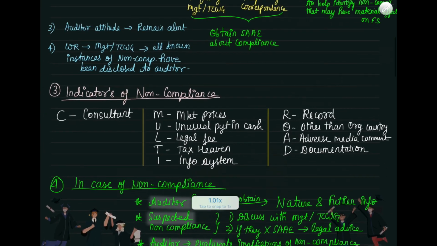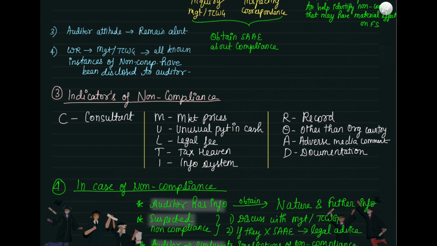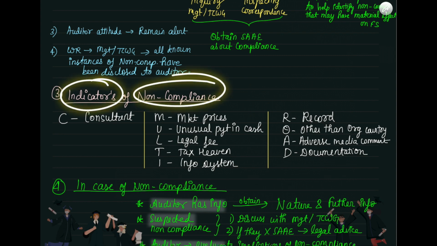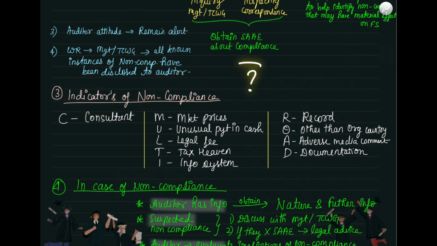And the final topic that we have to see here is, what are the indicators of non-compliance? When will an auditor suspect that there might be some non-compliance here? When will you get alert? What are the situations where you have to get alert and understand that a non-compliance can happen? First is that, see if the company has hired any legal consultant during the year, maybe they must have made some non-compliance, so they wanted to seek legal advice.